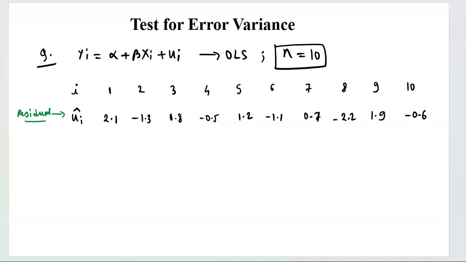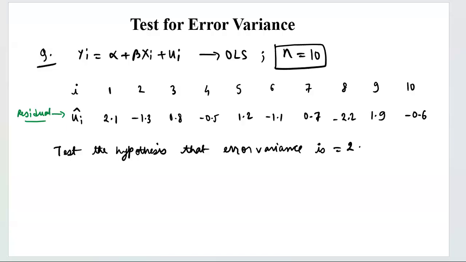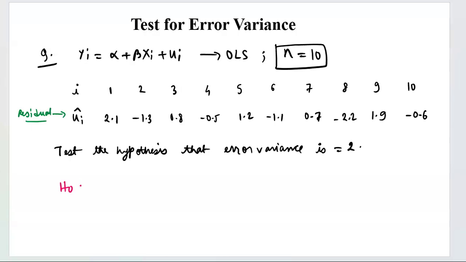You want to test the hypothesis that error variance is equals to 2. So sigma naught square is 2 basically. This is what you need to test. So we can define our null hypothesis as: sigma square equals to sigma naught square equals to 2, versus our alternative hypothesis, sigma square is not equals to sigma naught square, which is 2, right?